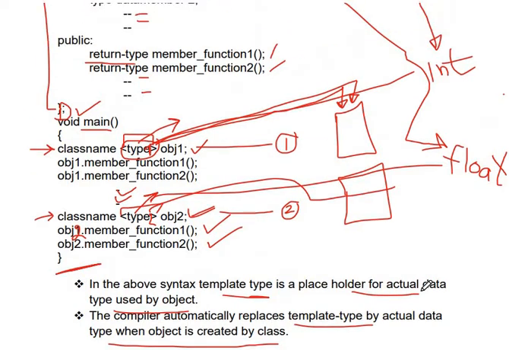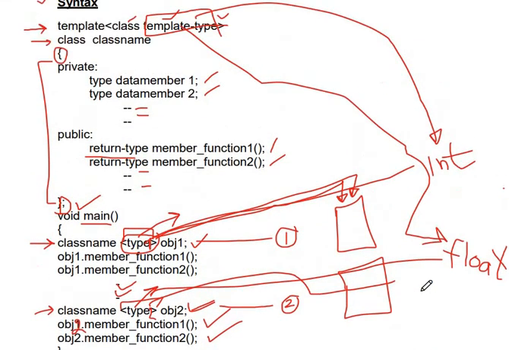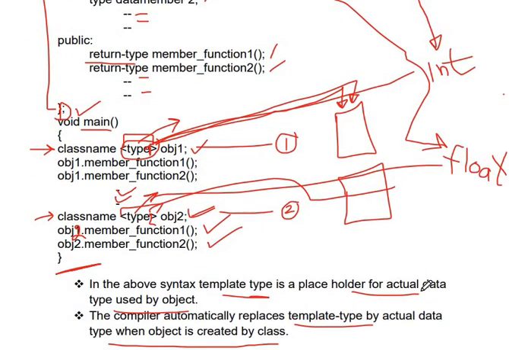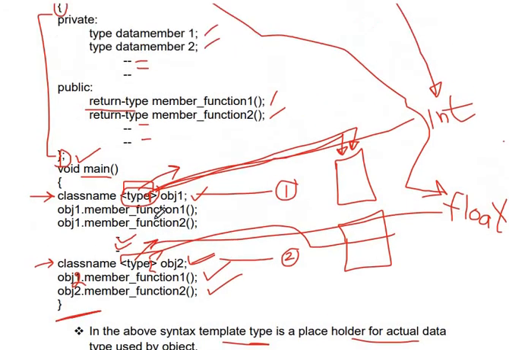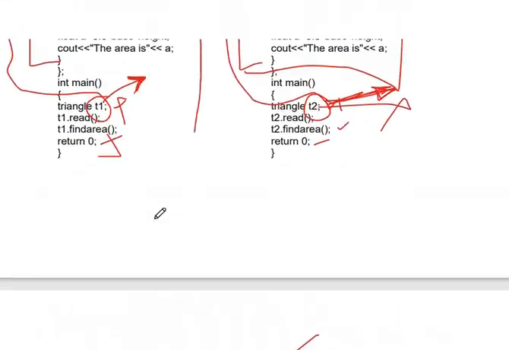Now we have to follow this flow in order to create a class template, right? In the place of type 1 you can write any data type, either int, float or char. In the place of type 2 also you can write any type. But let us go to the previous page.